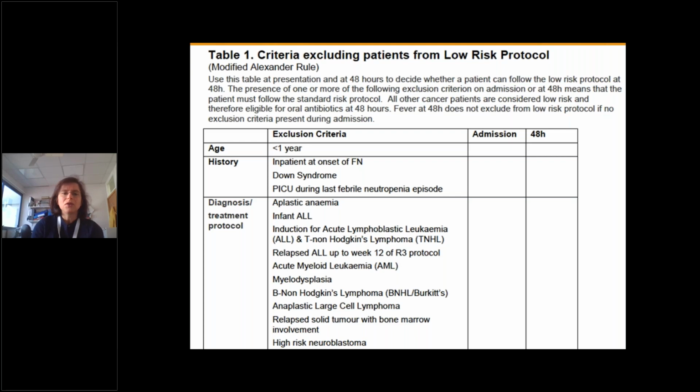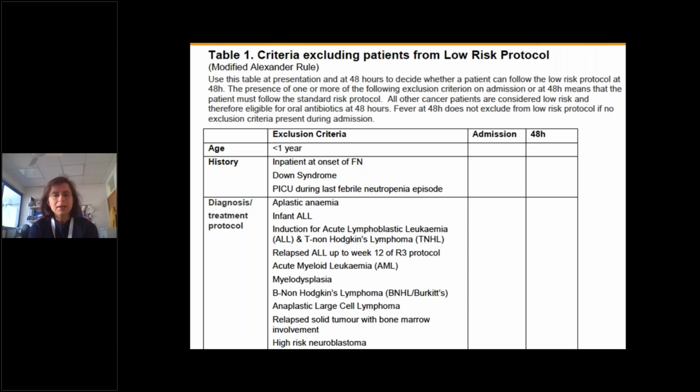So age less than 1 year is definitely not a candidate for low-risk management. These patients are more fragile. They have different metabolic processing of the drugs. Their disease is often more aggressive, in particular for leukemia. So these are really fragile patients who need to be carefully monitored and aggressively treated. Then, patients where the onset of febrile neutropenia is due to antibiotic resistance, so there is a more likely presence of infection from an organism which could be resistant to antibiotics.